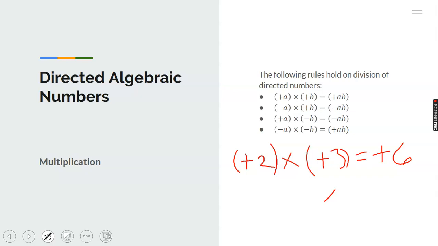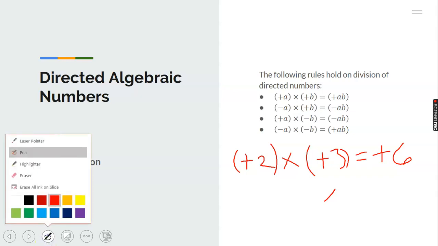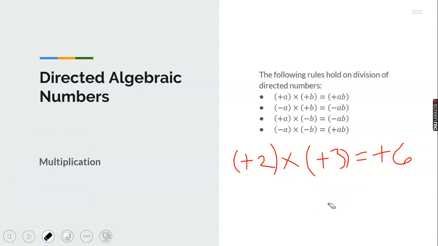Okay. Now, if you're having minus A multiplied by plus B, minus A multiplied by plus B. What this one is saying is that if you have minus 2 multiplied by plus 3, it gives you minus 6. The reason why it is like that is plus multiplied by plus will give you plus. Minus multiplied by plus will give you what? Minus.